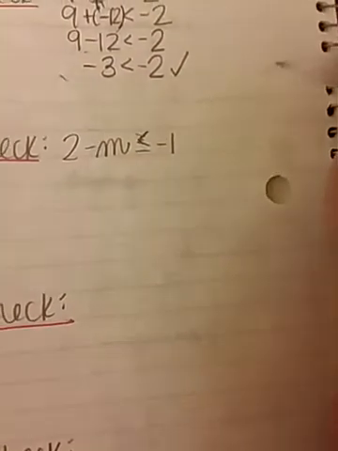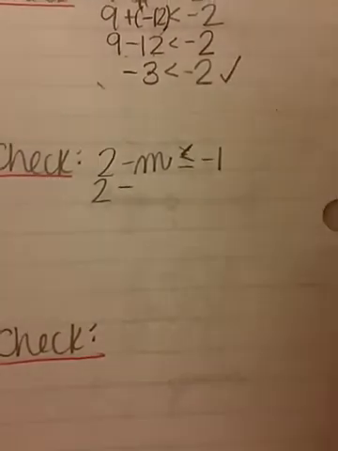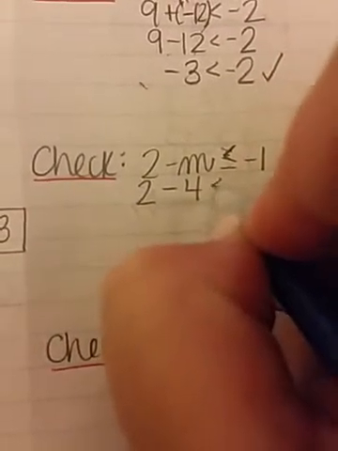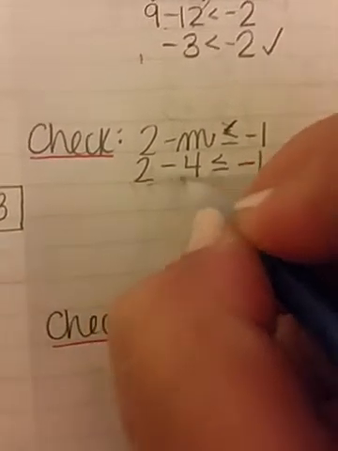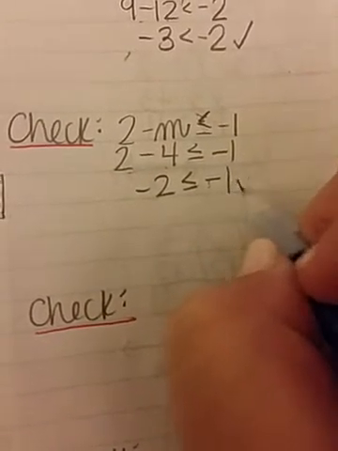I'm going to check. 2 minus m is less than or equal to -1. 2 minus, I'm going to use 4, is less than or equal to -1. 2 minus 4 is -2, is less than or equal to -1. It checks out.